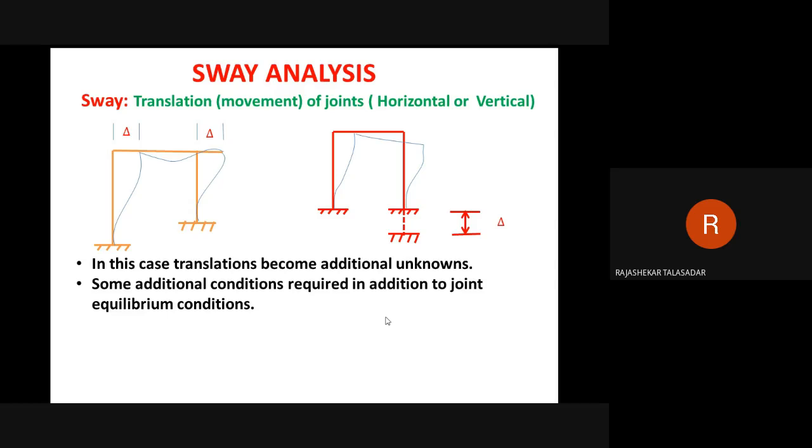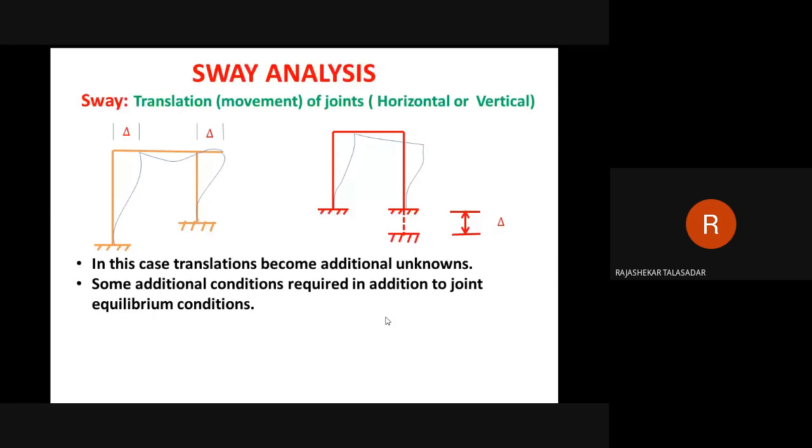For finding theta B, you use two joints, that is MBA plus MBC equals 0 for joint B, and MCB plus MCD equals 0 for joint C. So you are finding two unknowns. But now, as there is a third unknown along with theta B and theta C, there is a delta. So we need one more equilibrium condition. Then what is that condition?